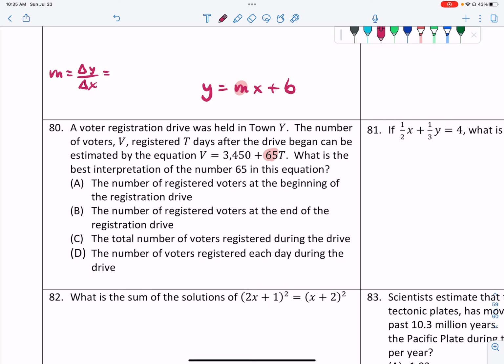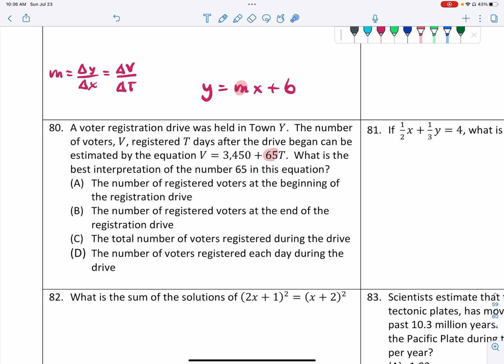And our y value is the thing that is the dependent variable, which is the v in this case. So it's going to be a change in v over a change in x. And x is the independent variable, which is t, change in t. And now think about what the units are. The units are what's really going to help you figure out what this interpretation is supposed to be.